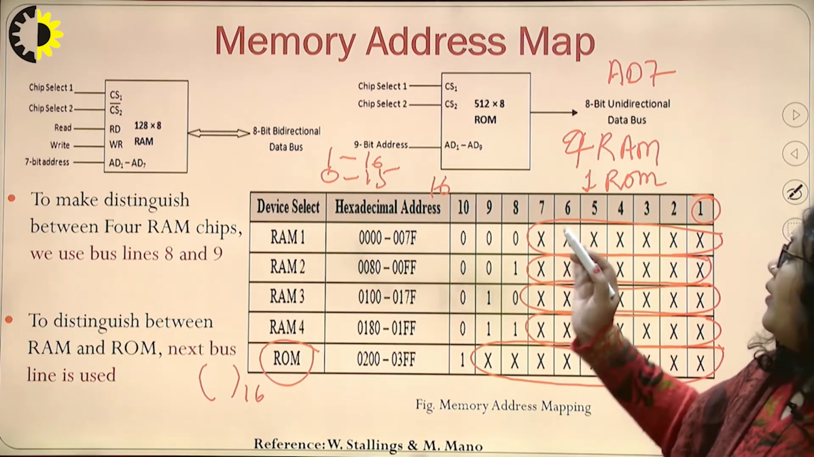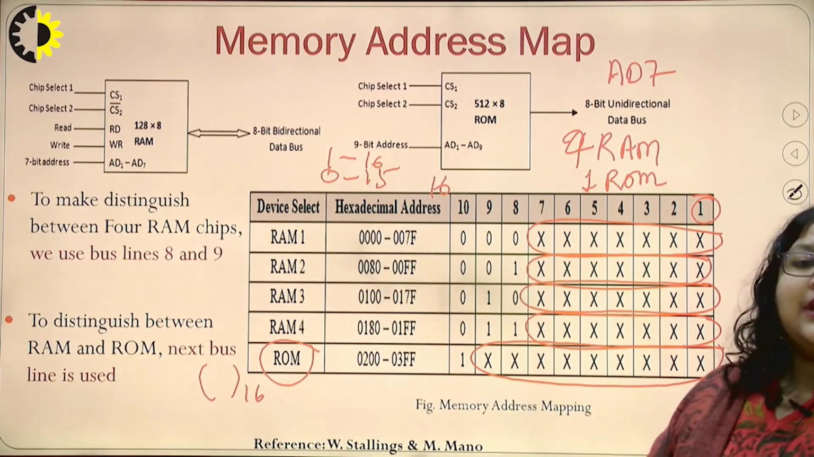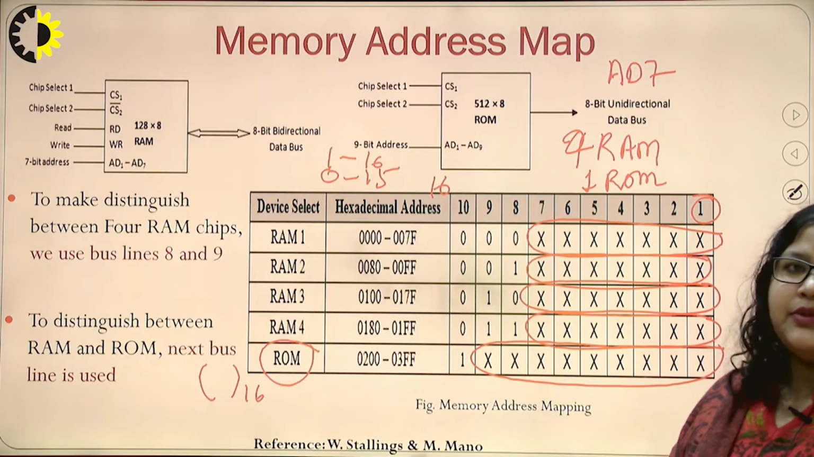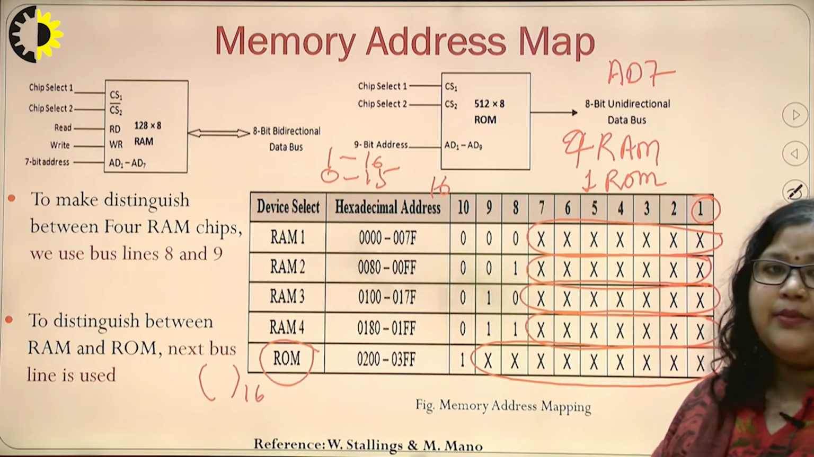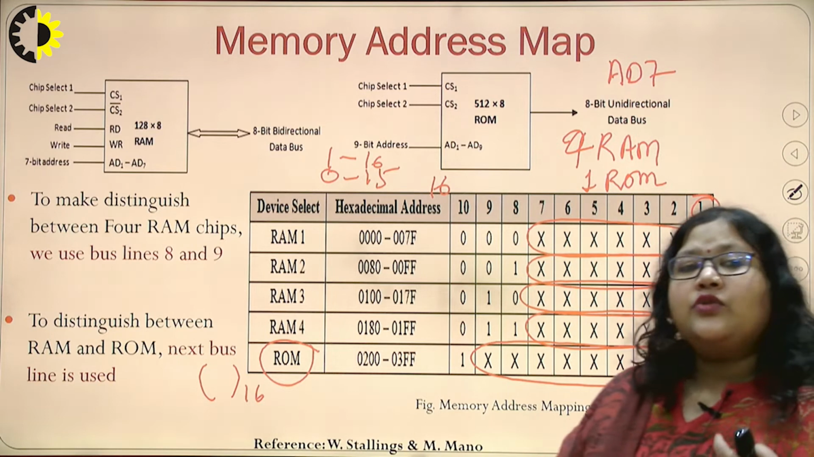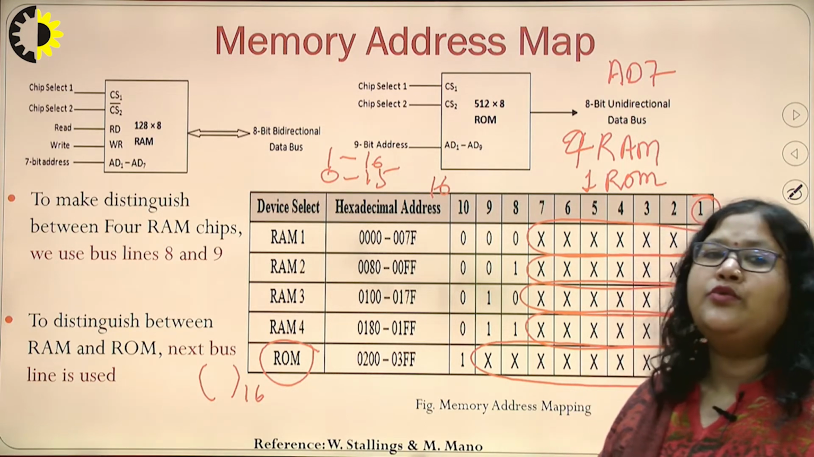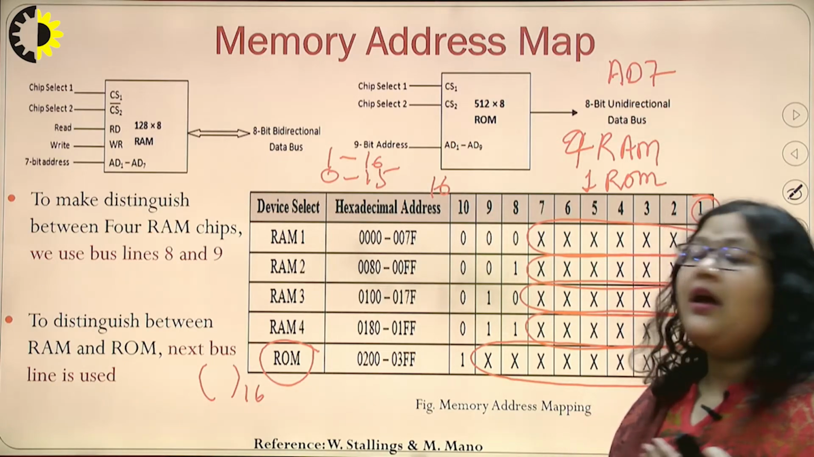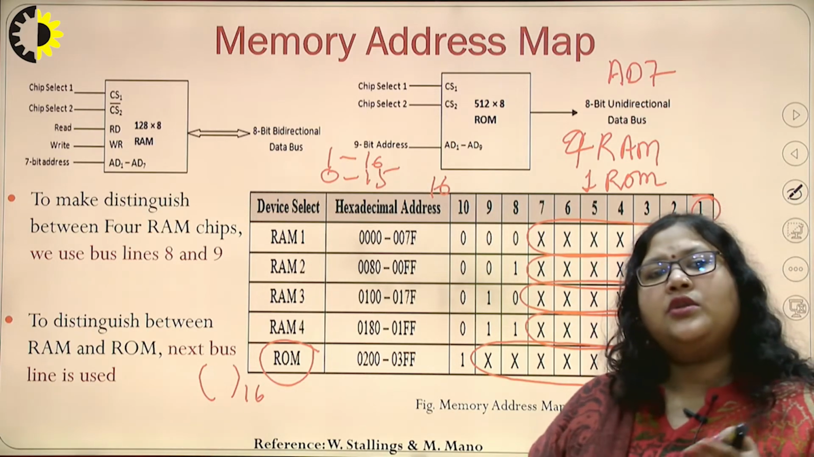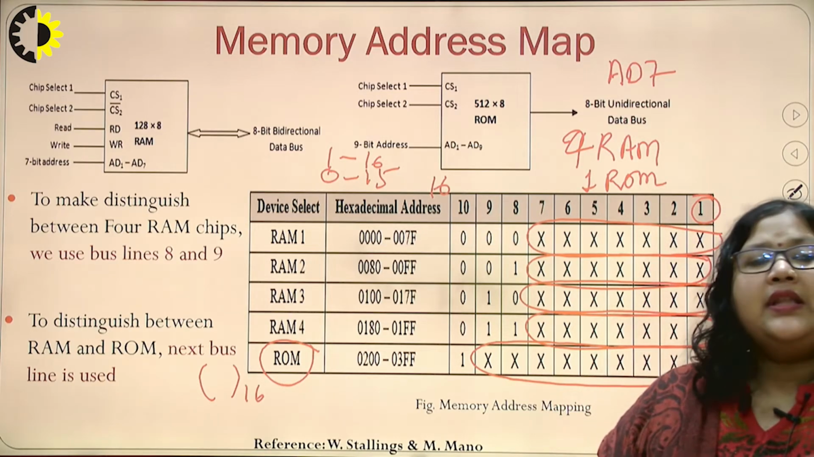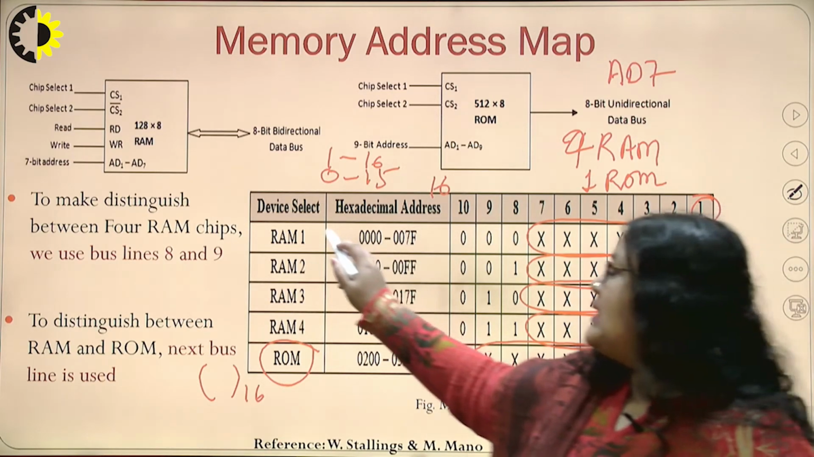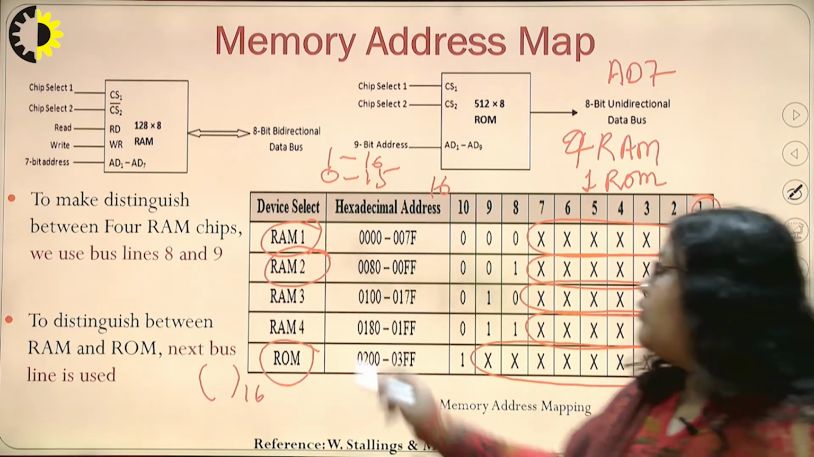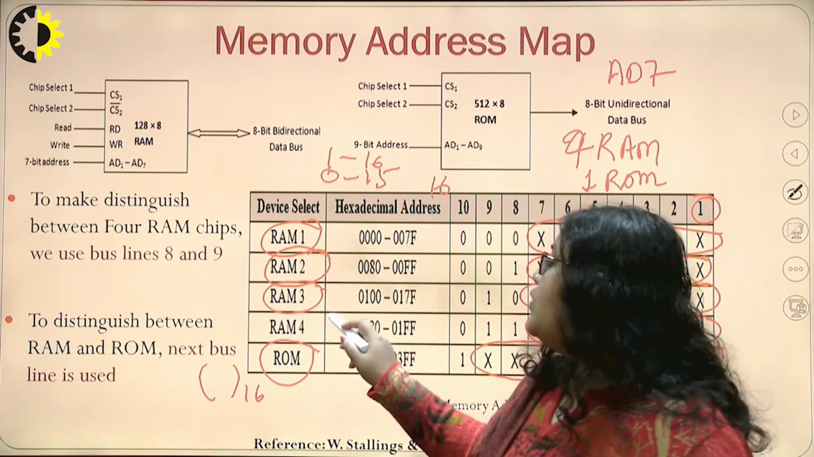Now, how do we select which RAM we have to use? Because we have 4 RAMs, RAM 1, RAM 2, RAM 3, RAM 4, we use a decoder, that is a 2:4 decoder. Each 2-bit input selects a RAM. So this is 0 0, 0 1, 1 0 and 1 1. When the input is 0 0, RAM 1 is selected. When the input is 0 1, RAM 2 is selected. When the input is 1 0, RAM 3 is selected. And when the input is 1 1, RAM 4 is selected.